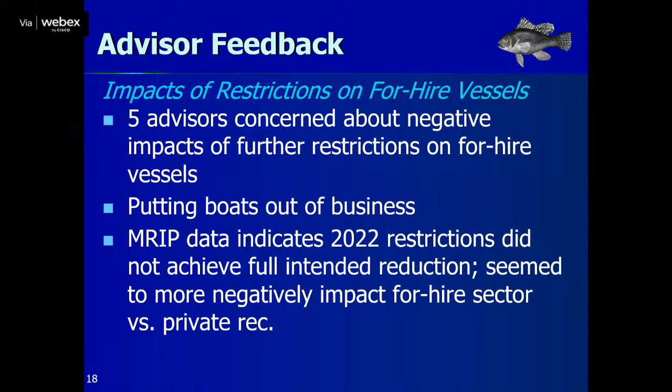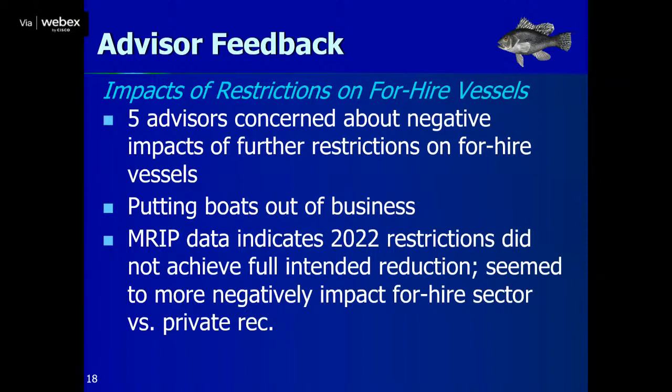So advisors said things like, if we need to further restrict on black sea bass, we're going to put for-hire boats out of business because they're already having a hard time. And black sea bass is an extremely abundant species. It's one of the few species that they know that they can catch. And given trends and regulations in other species, this is a very important stock for them.